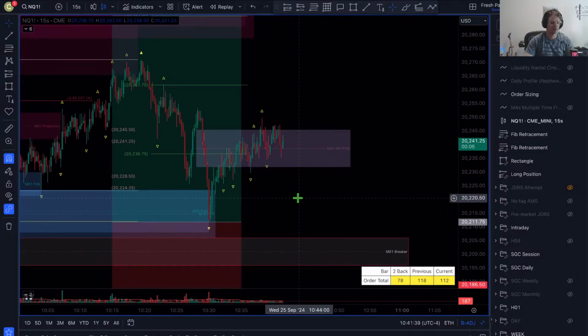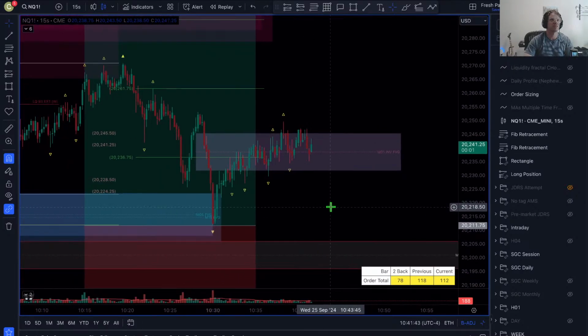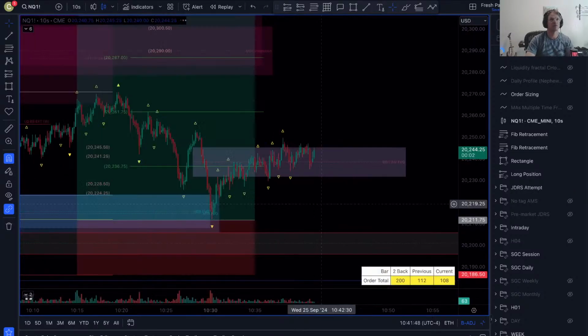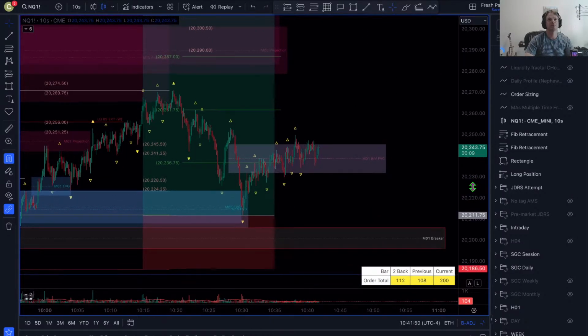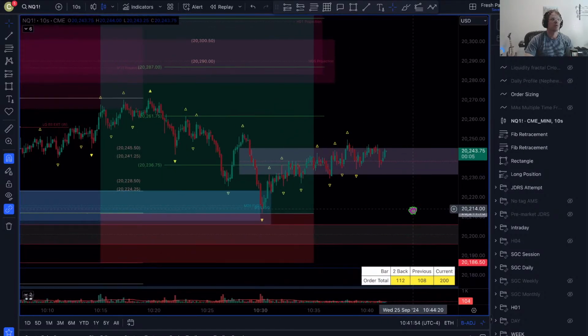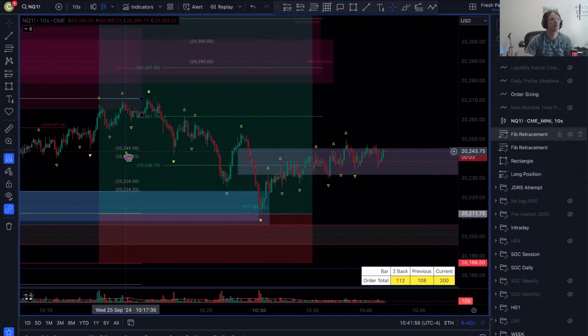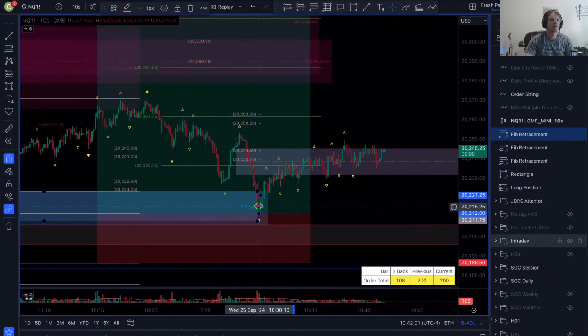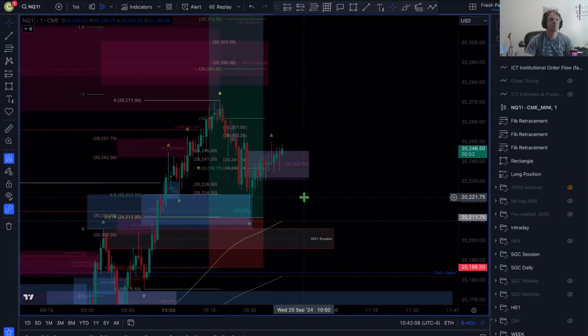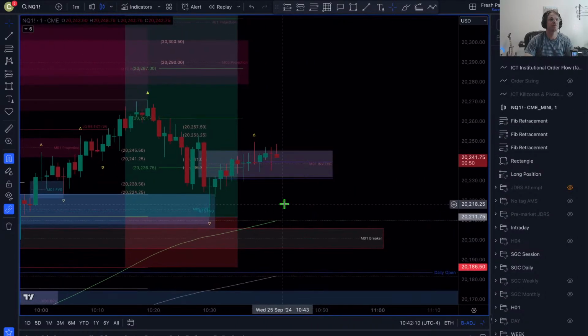Yeah, I mean, there's just so much sell side liquidity now that just got built up, right? On the 15-second. I wouldn't want to enter here on the lower time frame. Interesting.